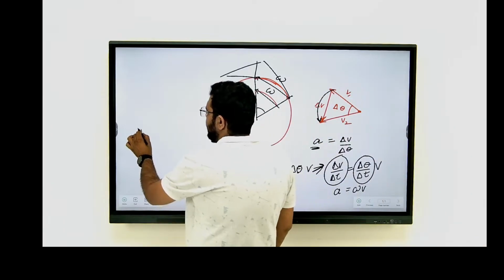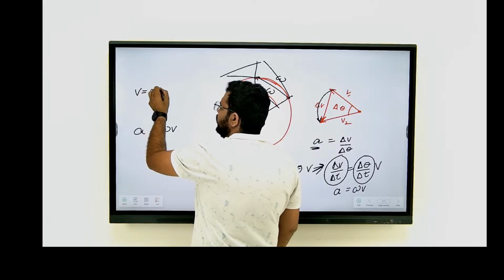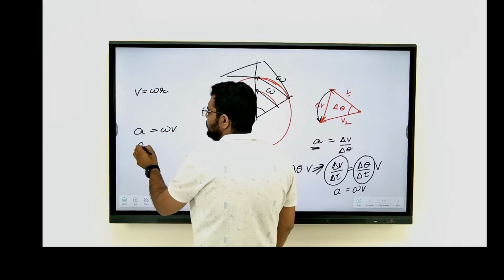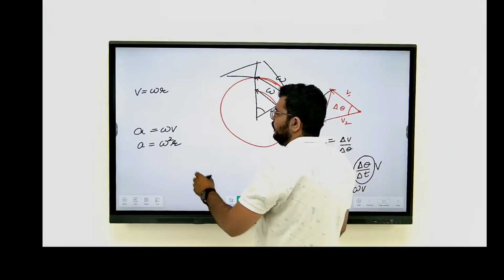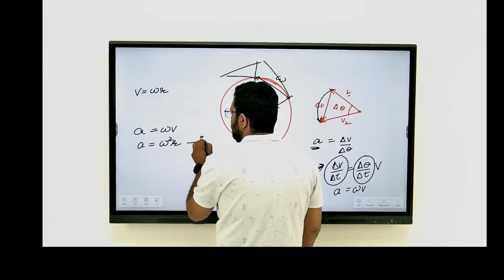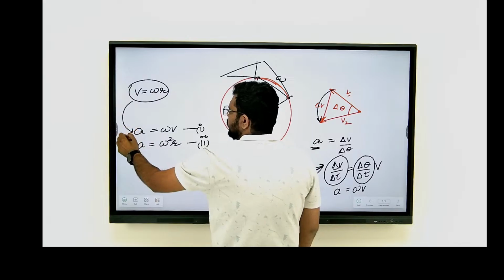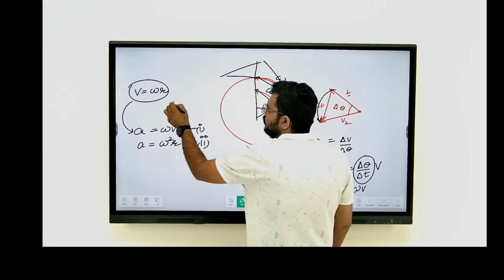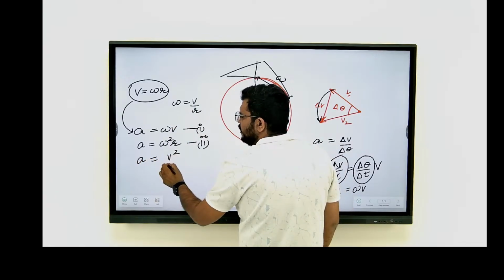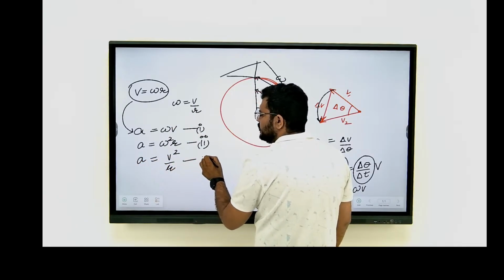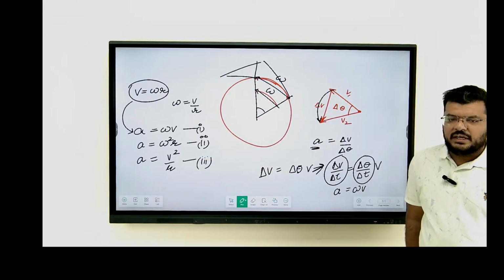Now if we further expand this, acceleration is equal to omega into v, and we know that v is equal to omega into r, right? So if I substitute that, then omega square into r is acceleration. That is the first thing. This is equation number 2, let's say this is our equation number 1. But I can also write omega is equal to v by r. In that case, a is equal to v square upon r. This is your third equation. So depending on what values are given, you can find out this acceleration.